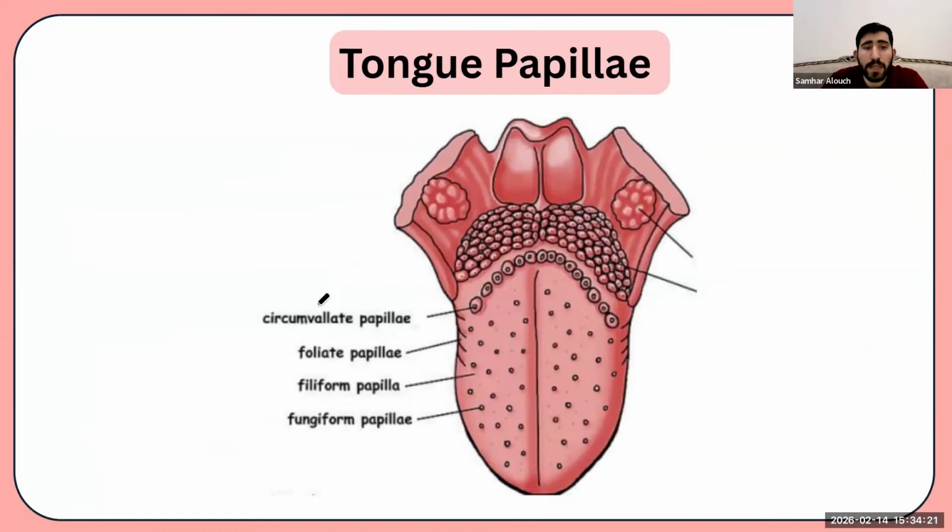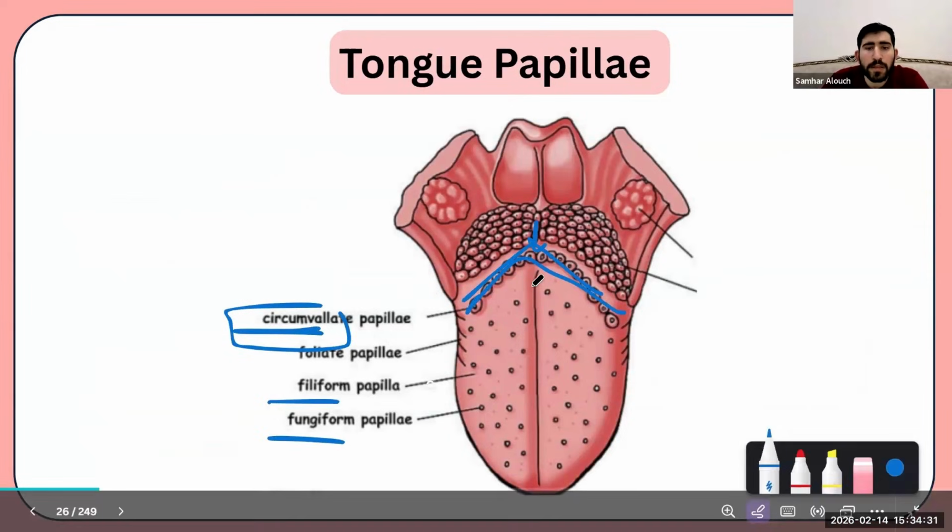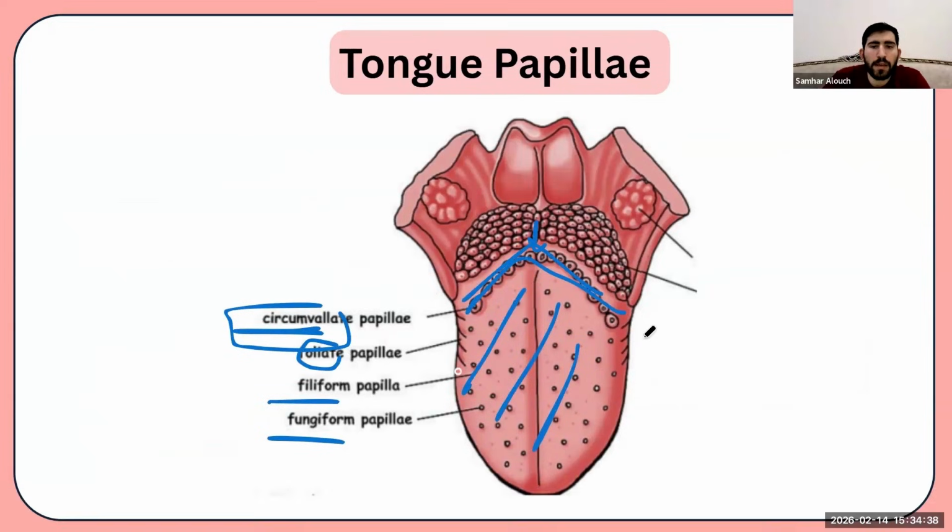Now let me explain the location. As we said, circumvallate are anterior to the sulcus terminalis. It's these things. These are circumvallate. For fungiform and filiform, it's throughout the whole tongue. And foliate is not present in human, but in animals, it's on the lateral side of the tongue. So we have 4 tongue papillae.